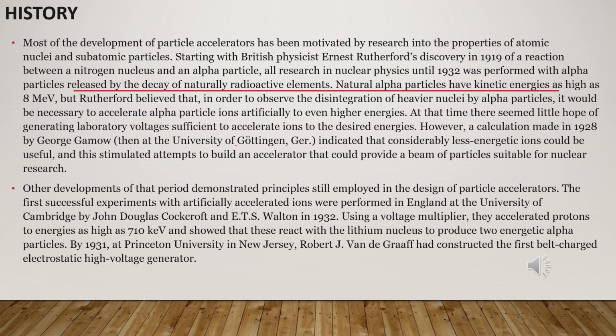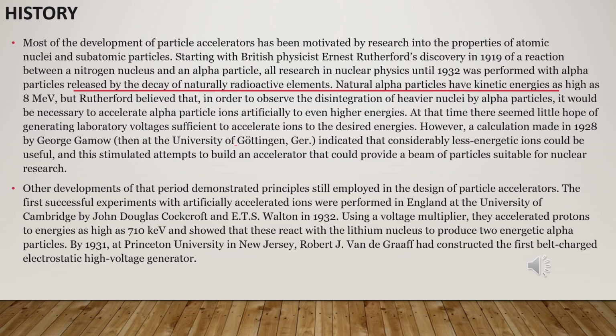8 mega electron volts. But Rutherford believed that in order to observe the disintegration of heavier nuclei by alpha particles, it would be necessary to accelerate alpha ions artificially to even higher energies. Other developments of the period demonstrated principles still employed in the design of particle accelerators. The first successful experiments with artificially accelerated ions were performed in England at the University of Cambridge by John Douglas Cockcroft and E.T.S. Walton in 1932.